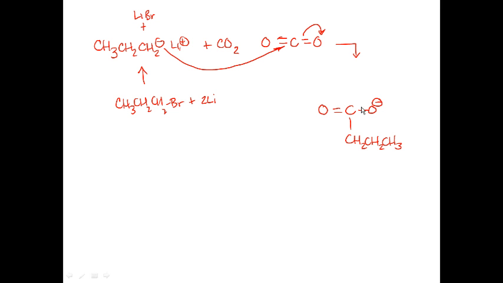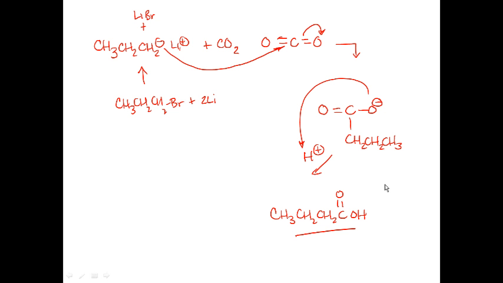And so then in the final step, I added my H plus. And so the carboxylate, the deprotonated carboxylic acid, added the proton. And so what I ended up forming, if I rearrange this, is simply CH3, CH2, CH2, and then the carboxylic acid part.